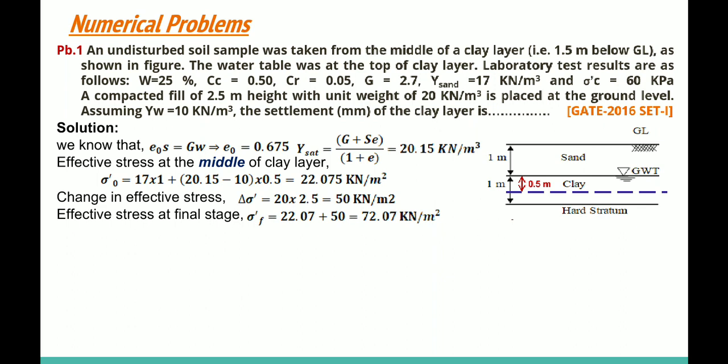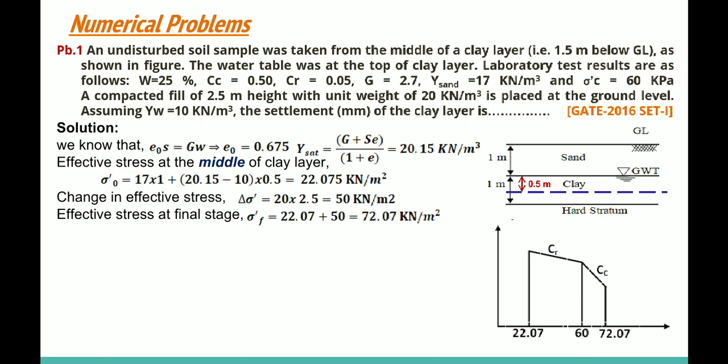Don't be confused here. Okay, so let's calculate. See, there is a recompression shown in the figure where the effective stress changes from 22.07 to 60, and then CC is shown where the effective stress changes from 60 to 72.07. So for the first change, 22.07 to 60, we can calculate the settlement and call it delta H1.